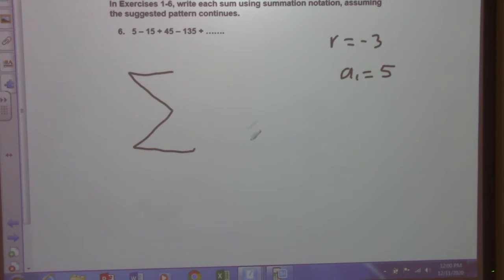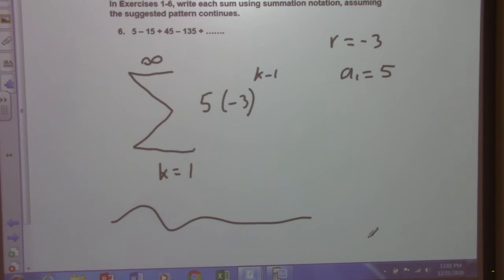So how would we write this in the pattern continue? We're going to go to infinity. Do you want to start with k equals 1 or k equals 0? Which one do you want to do? 1. Let's try k equals 1. Then we're going to have over here what? So we'll have 5 times negative 3 to the power of k minus 1. And that, my young friends of precalculus, that's our answer. Okay, questions on that one? Okay, good.